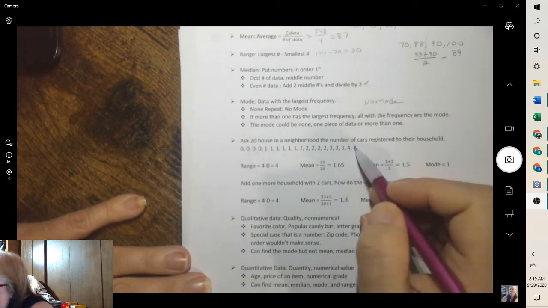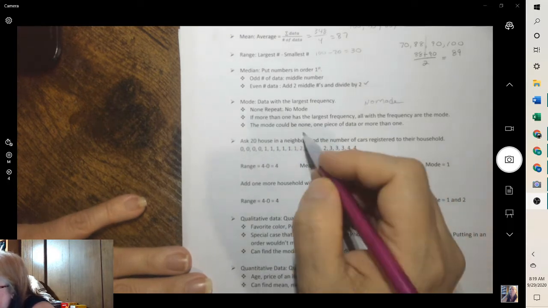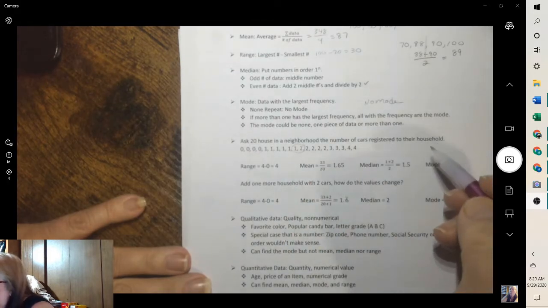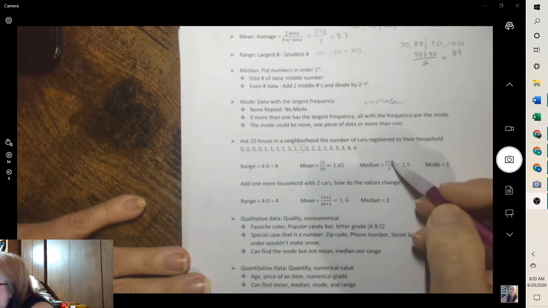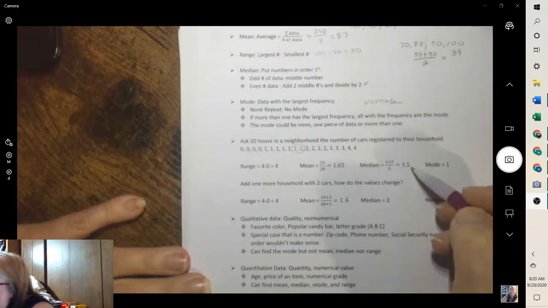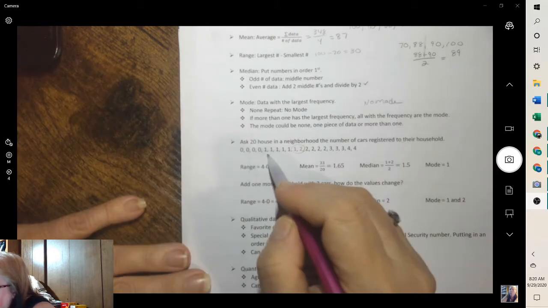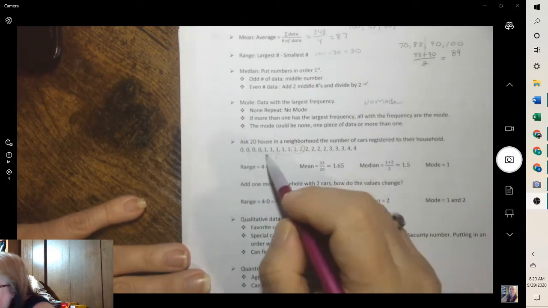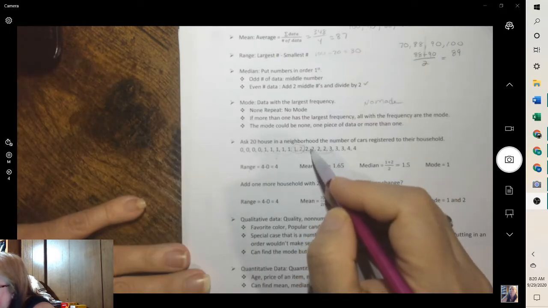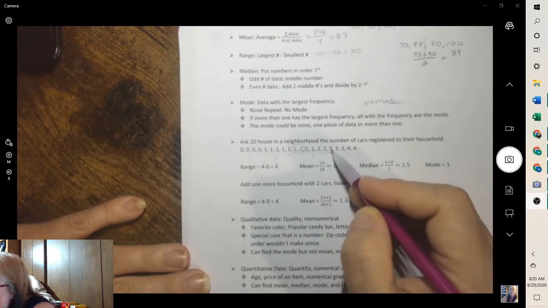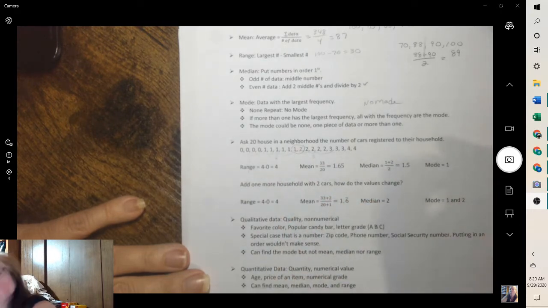Median is the middle value. So this is the middle. Notice there's 9 on each side of them. So you take the middle 2, 1 plus 2, and divide by 2. So the median is 1.5. The mode is the one that repeats the most. There are 6 ones, 5 2s, 3 3s, 4 zeros. So the ones repeat the most. So the mode is 1.